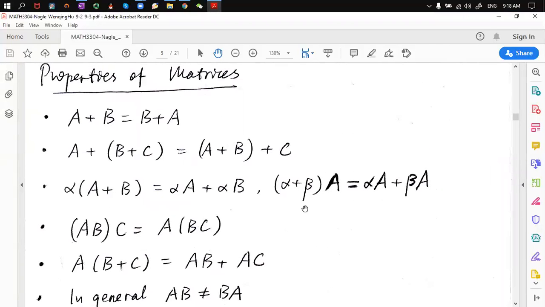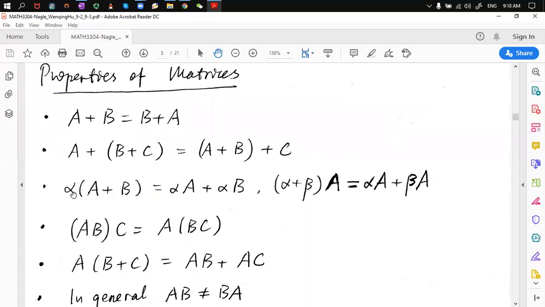Now, once we have all these operations of addition, subtraction, and multiplication, we are going to talk about the properties of matrices. The first property is very simple. You have two matrices, you add them together, A plus B. It's the same thing as B plus A. You switch them, and you can simply justify this by yourself.